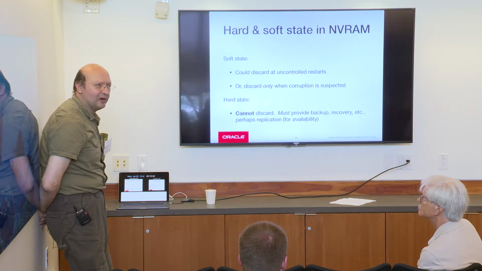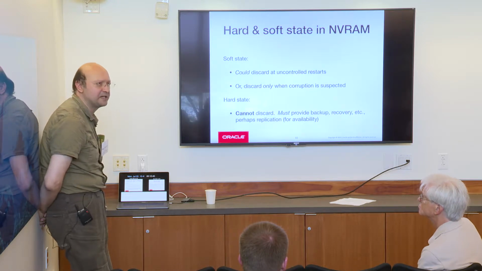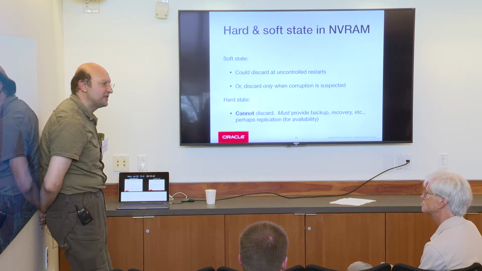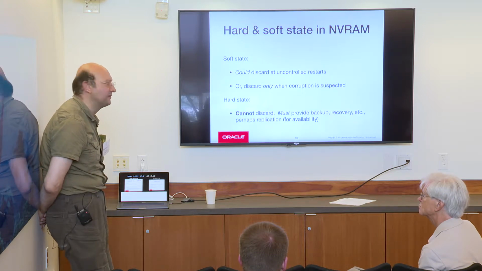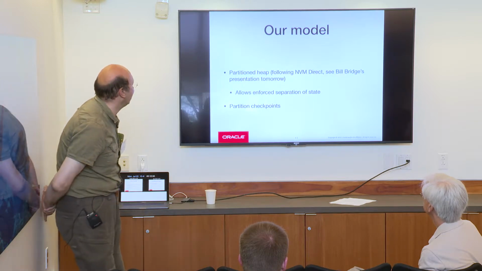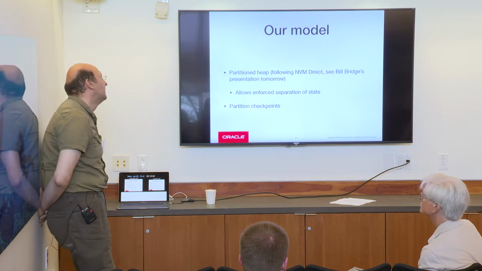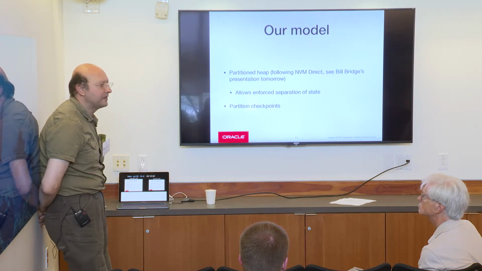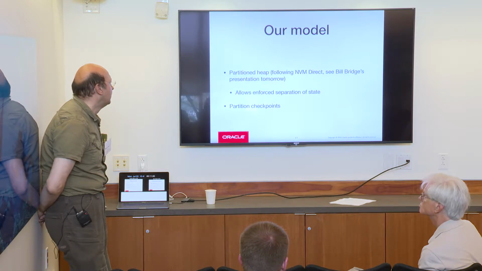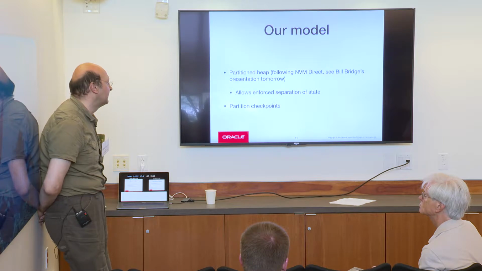And in persistent memory, all of the soft state and the hard state is built of the same stuff, right? It's just data structures in memory. It used to be that soft state was in memory and hard state was on disk. It was easy to draw the line between the two and throw one of them away. So in the model we've adopted, we continue to allow hard lines to be drawn. So we have a partitioned heap. Each partition is a self-contained data structure of some kind.